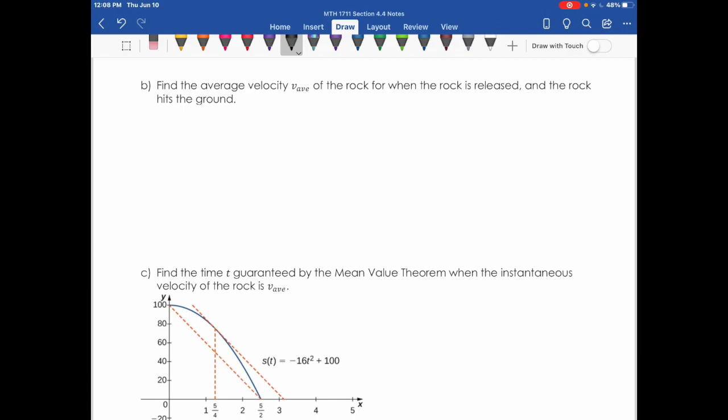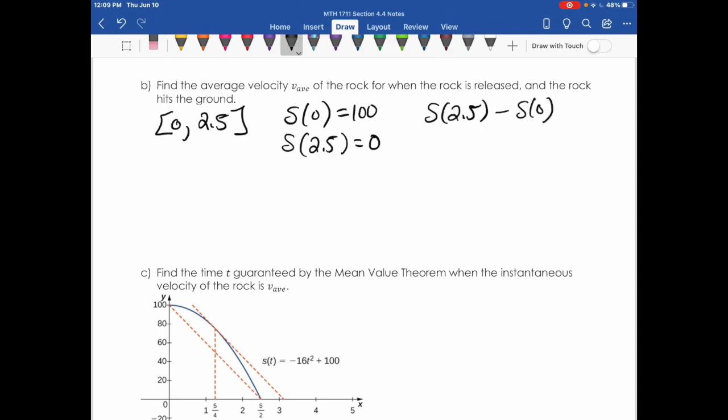Okay, part B says we want to find the average velocity of the rock from when the rock is released and the rock hits the ground. Since our time interval is from 0 seconds to 2.5 seconds, that's our time interval. We want to find the average velocity. So if I plug in 0 into the position function, I'm going to get 100. If I plug in 2.5 into the position function, I'm going to get 0.